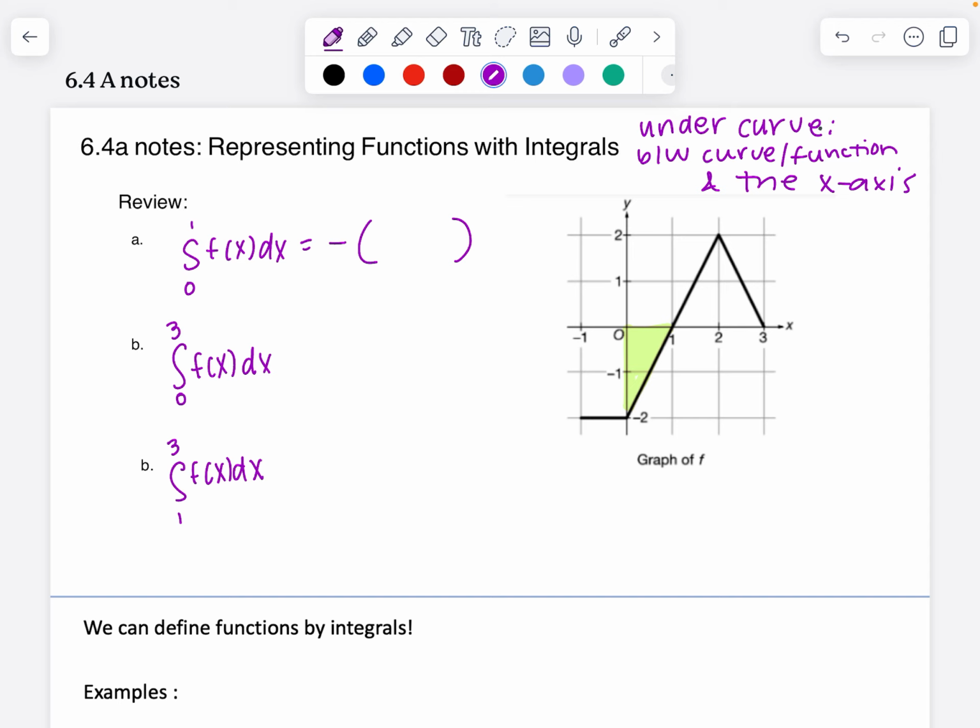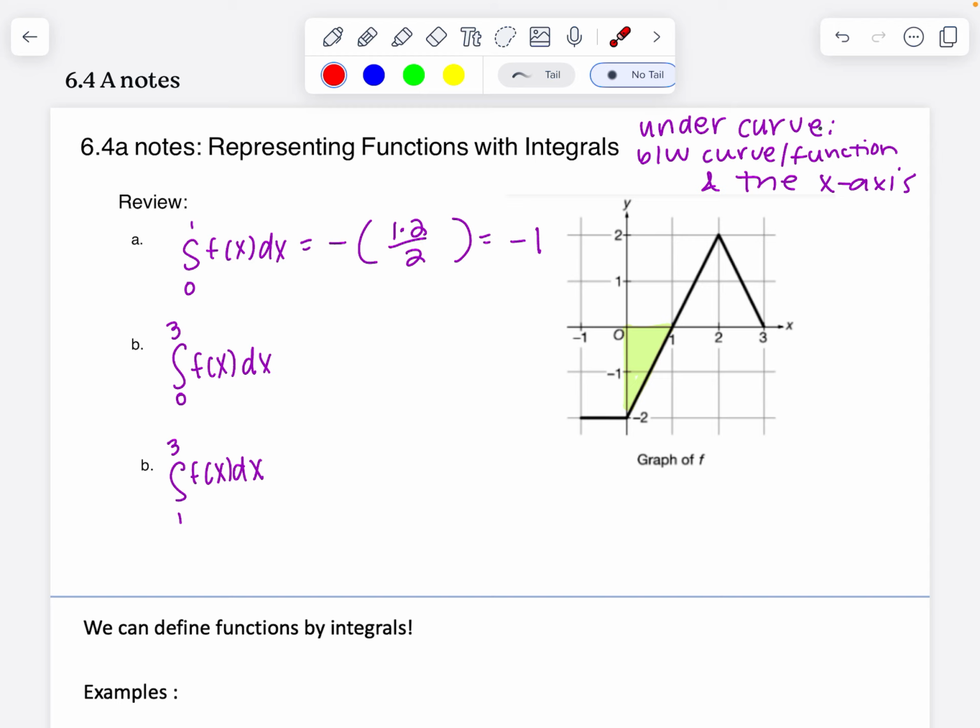Our base is 1. My height is 2. So it'll be 1 times 2 and then divided by 2 because it's a triangle. And that will give us the answer -1. So the integral of 0 to 1 of f of x dx is -1.